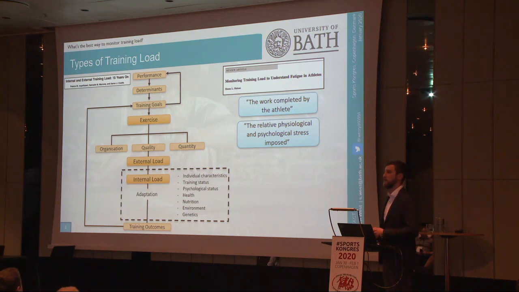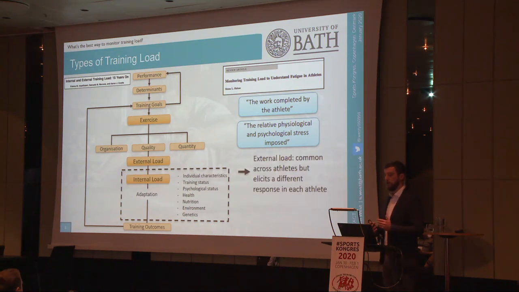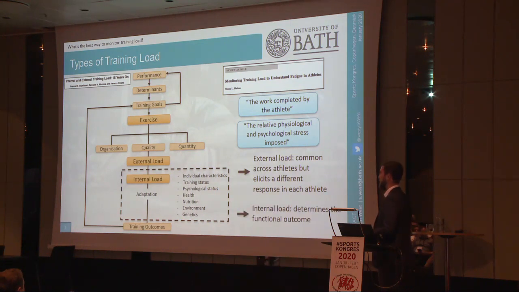But the main two things that I want you to take from this slide is that there's two different types of load. You've got your external load and you've got your internal load. So your external load is common across all athletes, or your group of athletes that you give it to, but it elicits a different response in each athlete, and that's what is known as your internal load, okay? And that's what determines the functional outcome of your training. So it's really important to try and capture both if you can, but that's not always possible in every setting, especially where resources are limited. So certainly from my perspective, I would always go to the internal load above the external load.